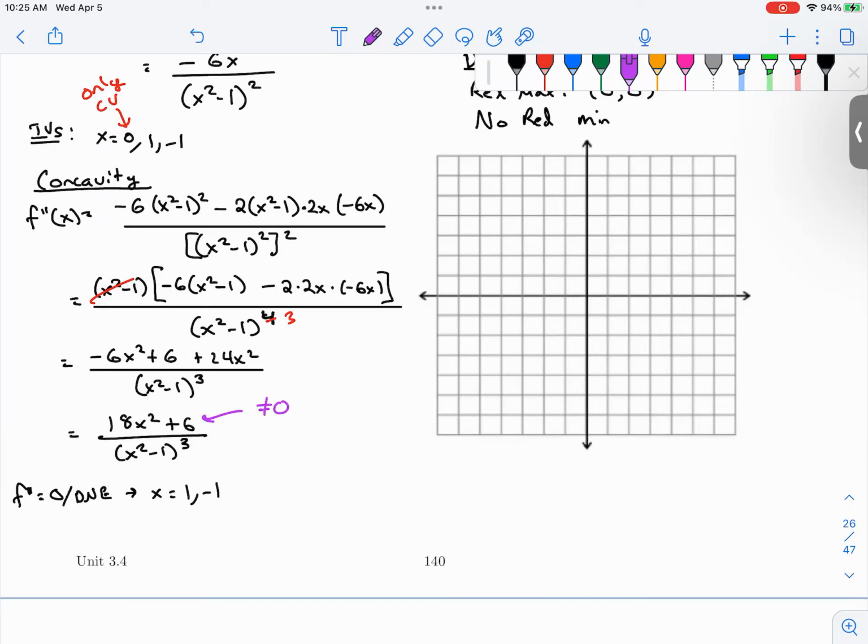Sum of squares never equals 0 because you're taking a number that's positive, 18x squared, it's always going to be greater than or equal to 0, and you're adding 6 to it. That's just going to make it always positive. There's no way unless we start working with negative complex numbers.